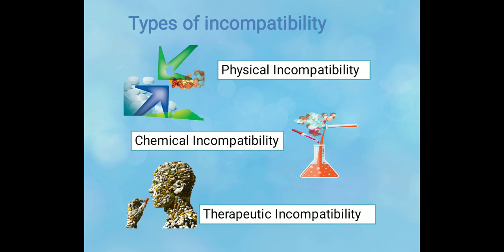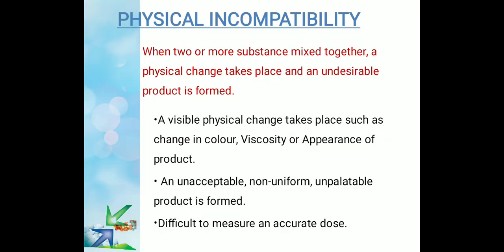So first of all, we'll discuss physical incompatibilities. When two or more substances mix together, a physical change takes place and an undesirable product is formed. Now, how is this physical change going to be identified? If there is a change in color, viscosity or appearance of the product, we will come to know that there is a physical incompatibility. An unacceptable, non-uniform or unpalatable product may also get formed, and it will be difficult to measure an accurate dose.